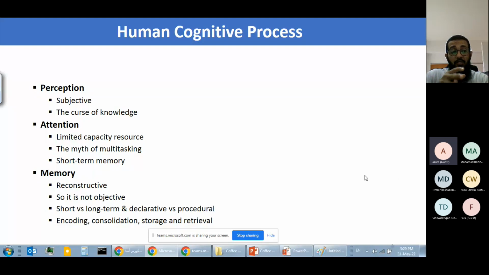The last point about attention is that our attention is a capacity resource which is limited. You can pay only so much attention, then you are depleted of this resource. You have to be aware of how to use it. This leads us to the concept of short-term memory, which we will talk about when we talk about memory.